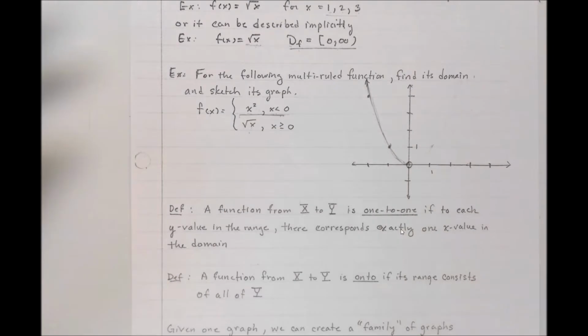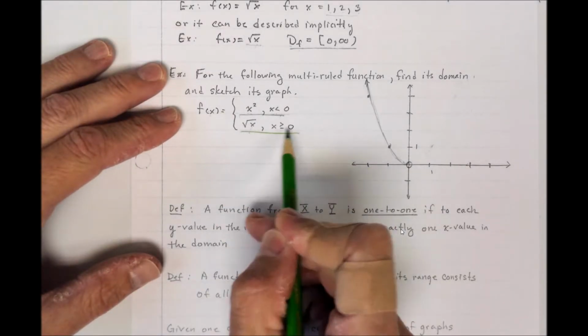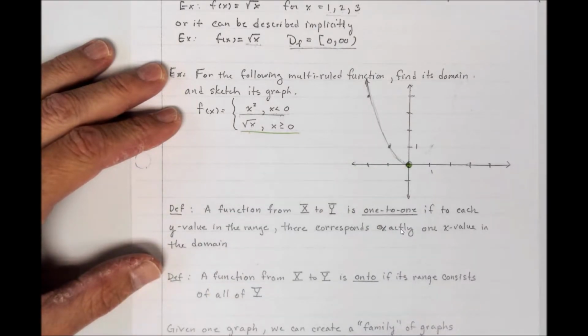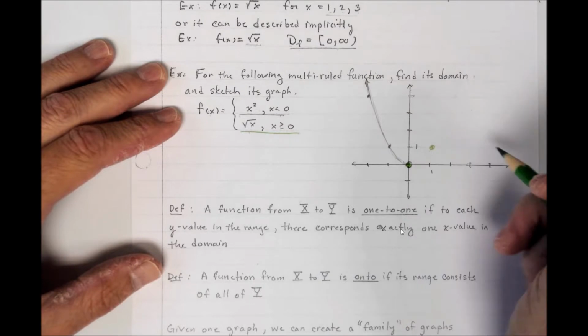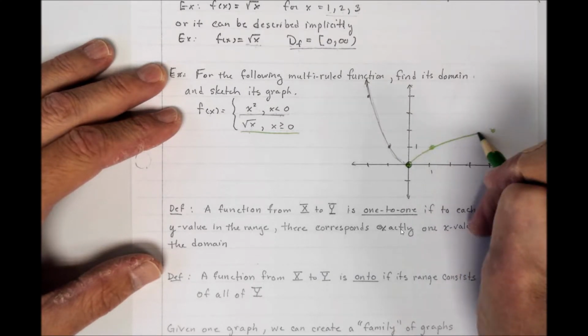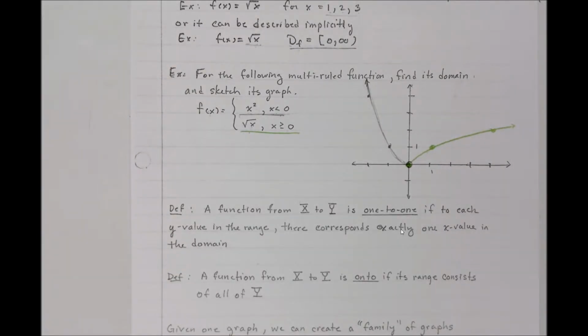Now, for the next part, I'll do this in a different colored pencil, if I can find my colored pencils. Oh, here's green. And in this case, for x greater than or equal to 0, if I substitute 0 in, I get 0, so that fills in that hole. If I plug in 1, I get 1. If I plug in 4, I get 2. And I get, as I mentioned before, what looks like kind of a half of a sideways parabola. And I get that as the entire graph, the whole thing.